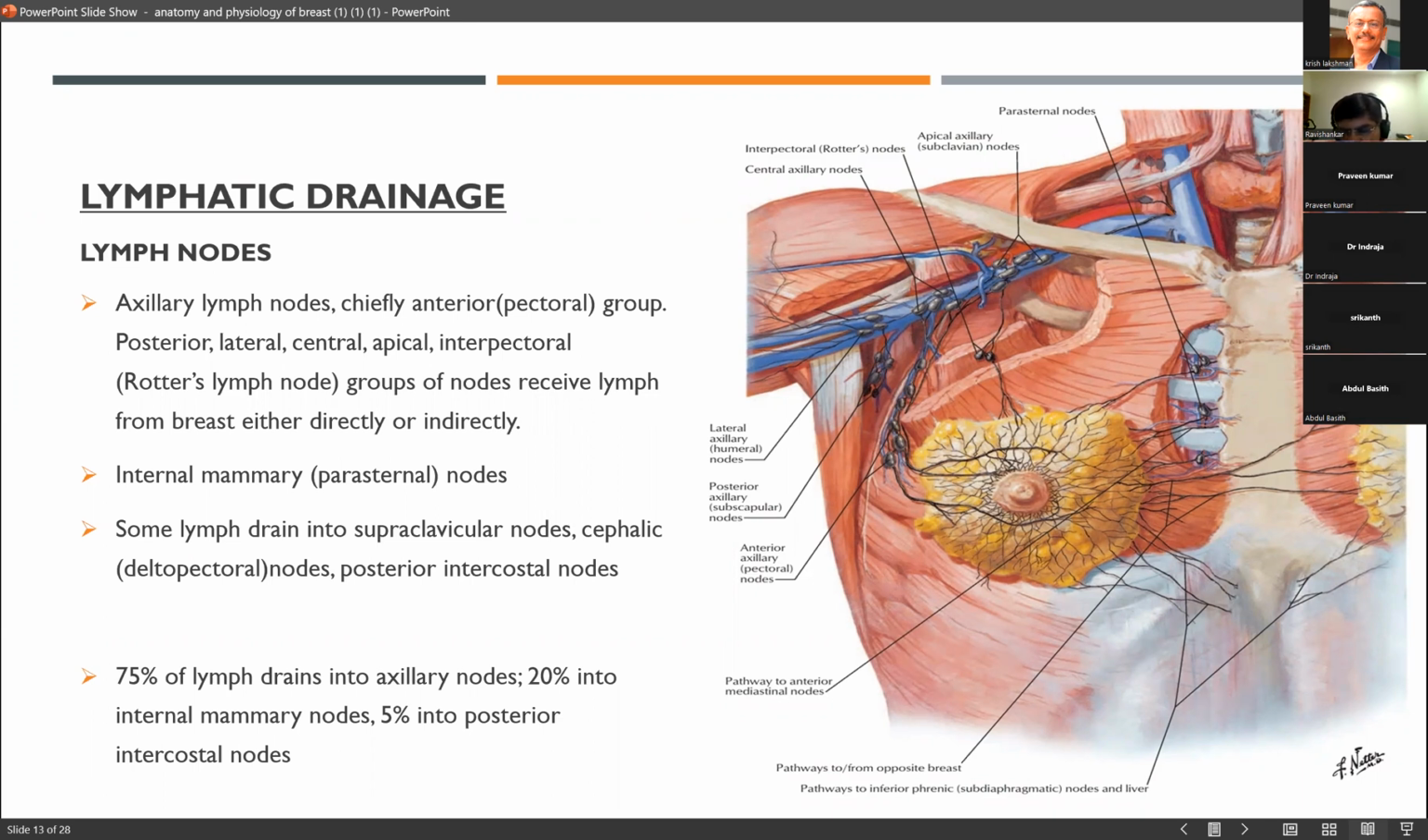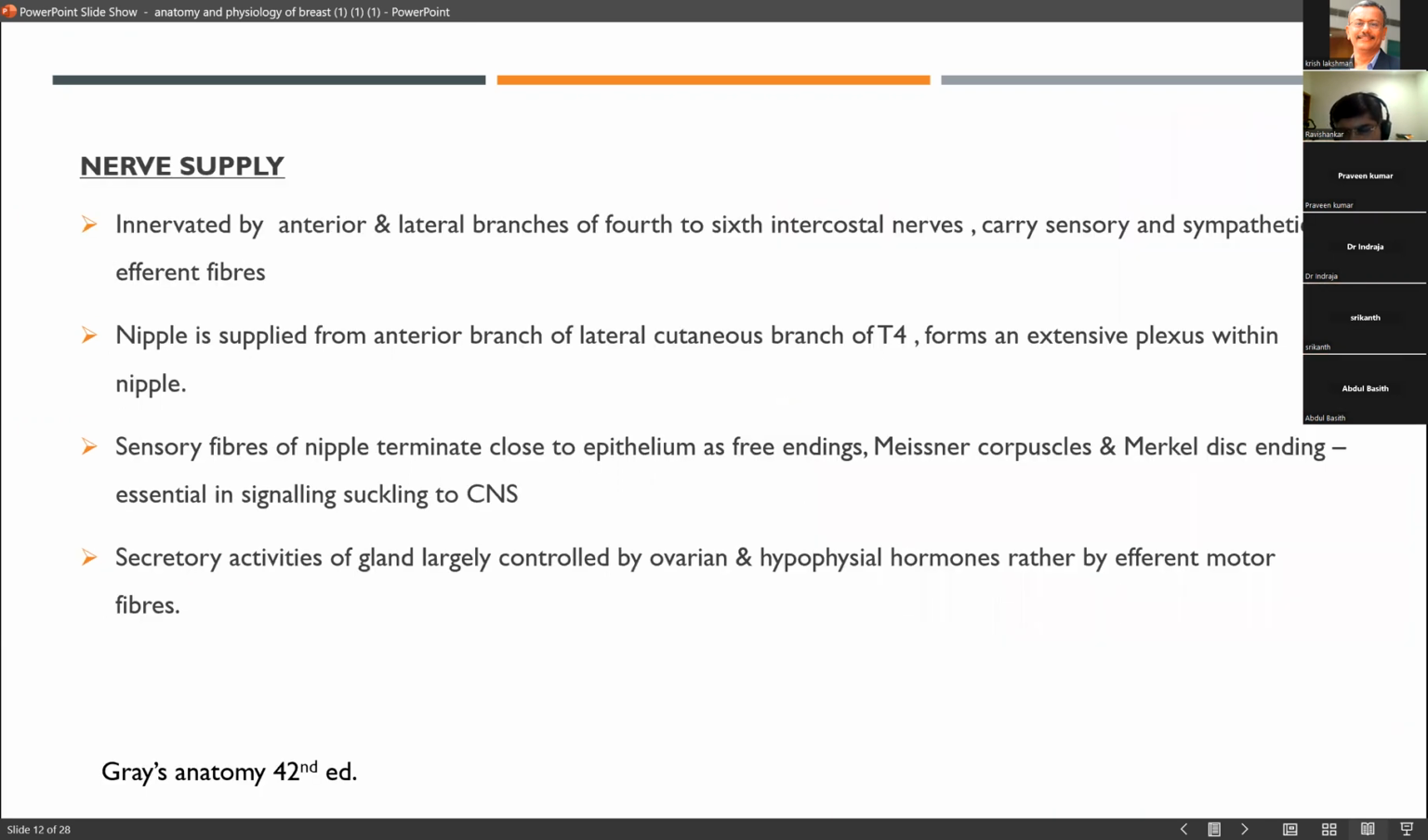Srikanth, any other questions? That's all. The other nerve that he forgot to mention is the intercostobrachial nerve. Apart from the nerves that come from the intercostal nerves 2 to 6, the intercostobrachial nerve, where does intercostobrachial nerve come from, Abdul?